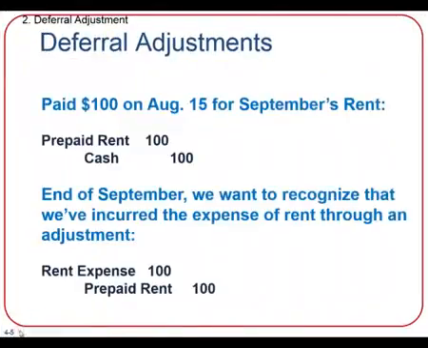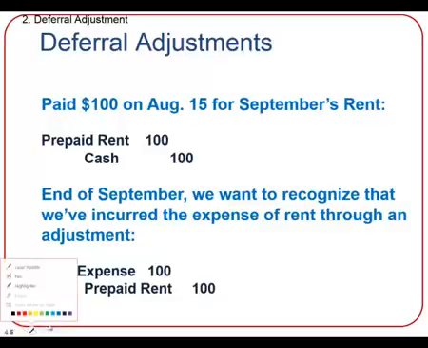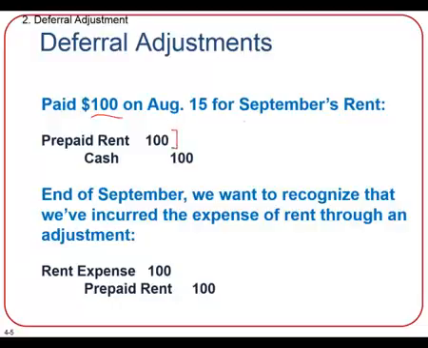And here are our journal entries. So here we go. We paid $100 on August 15th. That's our prepay. And here's our asset account for $100 prepaid rent. And remember, these are assets, so the credit means it goes down, and that's cash. So cash came out. And then at the end of September, we want to recognize that we've actually incurred the expense of rent through an adjustment.